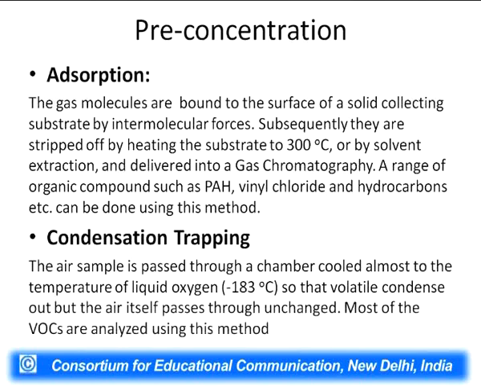The next one is condensation trapping. In this, the air sample is passed through a chamber which is cooled almost to the temperature of liquid oxygen, that is around -183 degrees centigrade, so that the volatiles are condensed out, but the air itself passes through without any change, and by this method we analyze most of the VOCs.